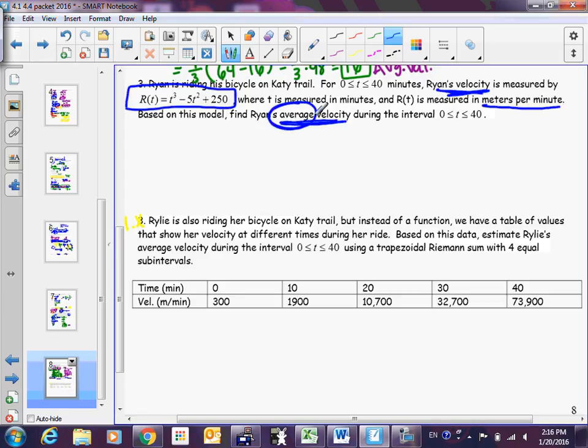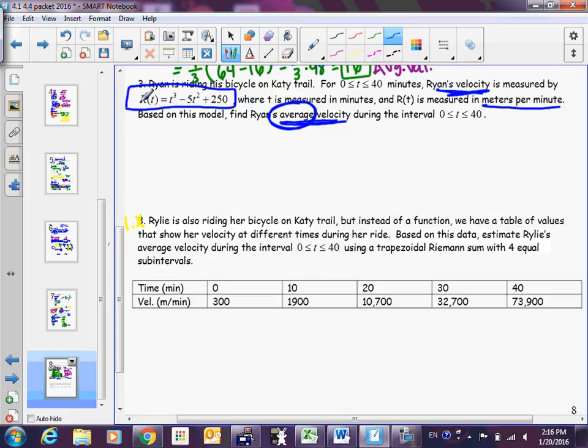So anytime you see the word average, we know it could mean average rate of change or average value. The way you know is, are you trying to average this thing? That's average value. Or are you trying to average this thing's rate of change?